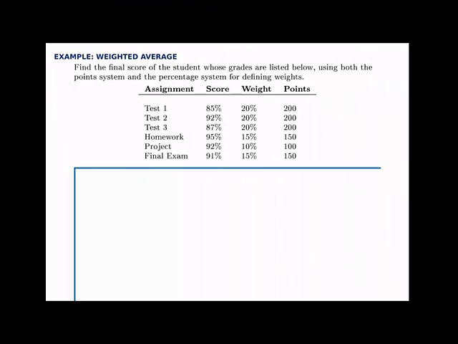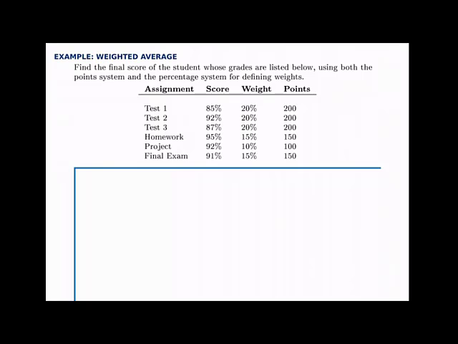Here we'll find a weighted average using a student's score in a class. So we have several assignments, 3 tests, homework, project, and final exam, and we're given the student's score on each of these assignments, as well as a weight for each assignment or a number of points for them.